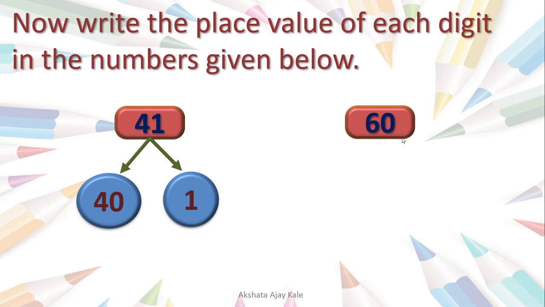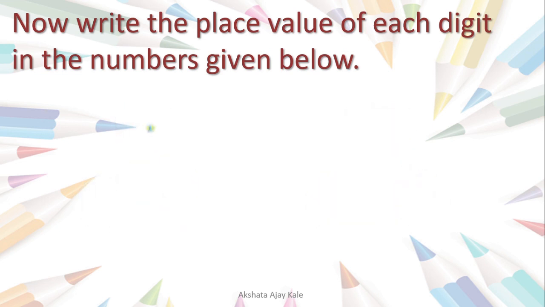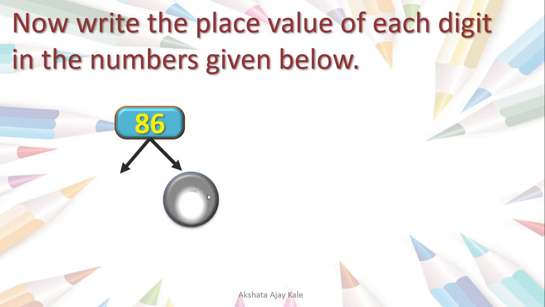60. Given number, right? The value of 0 and the value of 6. 0 is in unit place. So the value is 0. And 6 is in tens place. So the value is 60. Right? Next number 86. Here 6 is in unit place. 8 in the tens place. So the value of 6 is 6. And the place value of 8 is 80. Because it is in tens place.